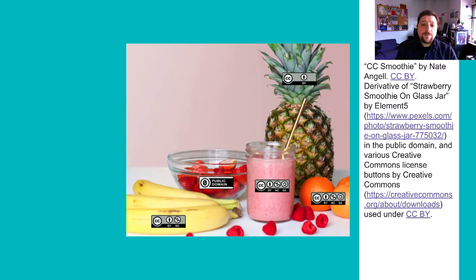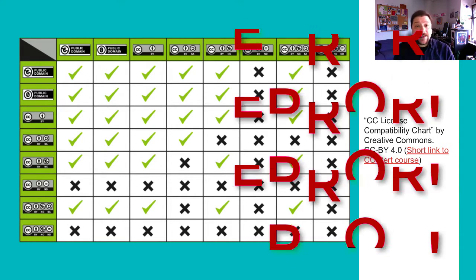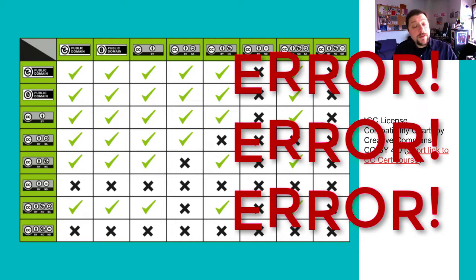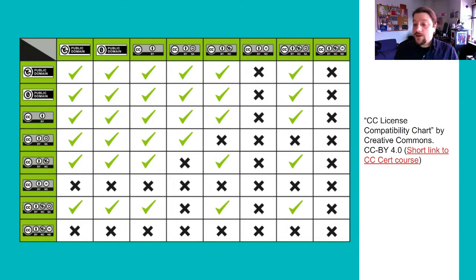into something new. So how do you know what's compatible? And how do you know what license you slap onto your new creation, your new remix? Well, there are actually two very handy charts by the Creative Commons group. The first handy chart is the Creative Commons compatibility chart, the license compatibility chart.